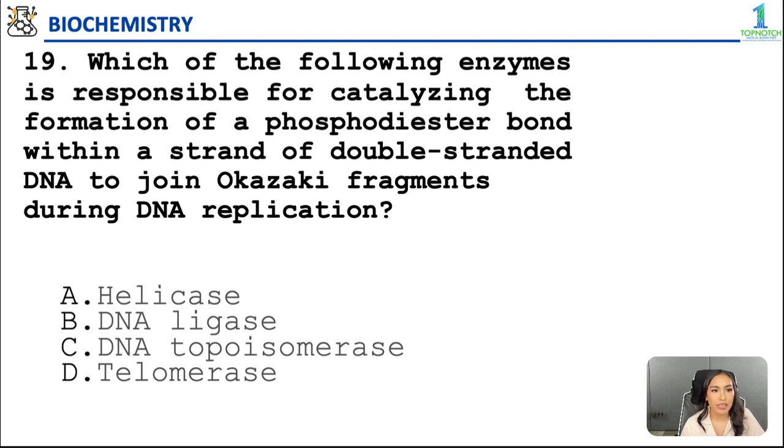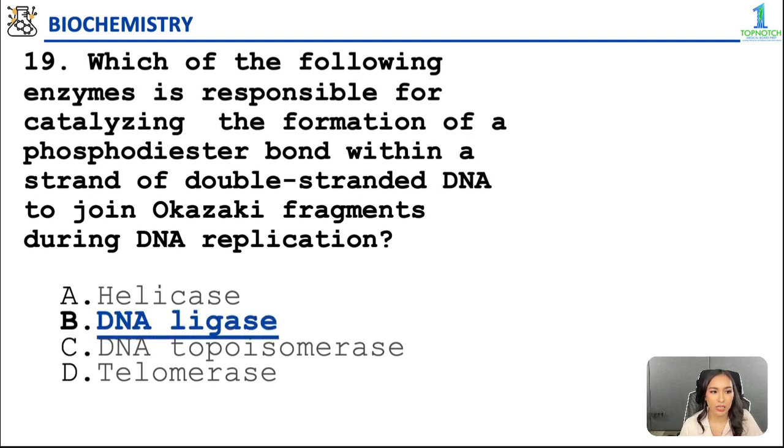Number 19. Which of the following enzymes is responsible for catalyzing the formation of a phosphodiester bond within a strand of double-stranded DNA to join Okazaki fragments during DNA replication? So ano daw yung nag-join ng Okazaki fragments? And the answer is B, DNA ligase.